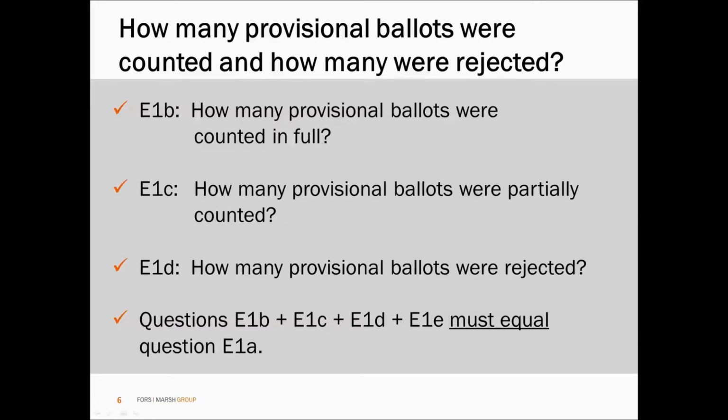One key thing to note here is that questions E1B, E1C, and E1D, and if you have any extra items that you're recording in E1E, those four items should equal E1A, which is the total number of provisional ballots cast.